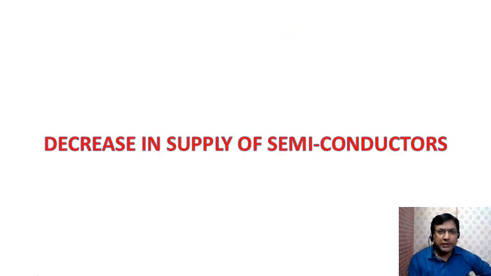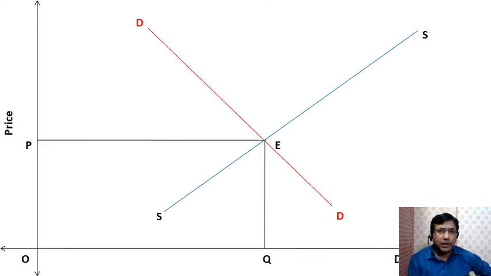Now, let's take up the example of decrease in supply of semiconductors. Semiconductors are intermediate goods which are required to produce finished products, especially the finished electronic goods or the finished electronic items. Again, OP is the original price, OQ is the original quantity.